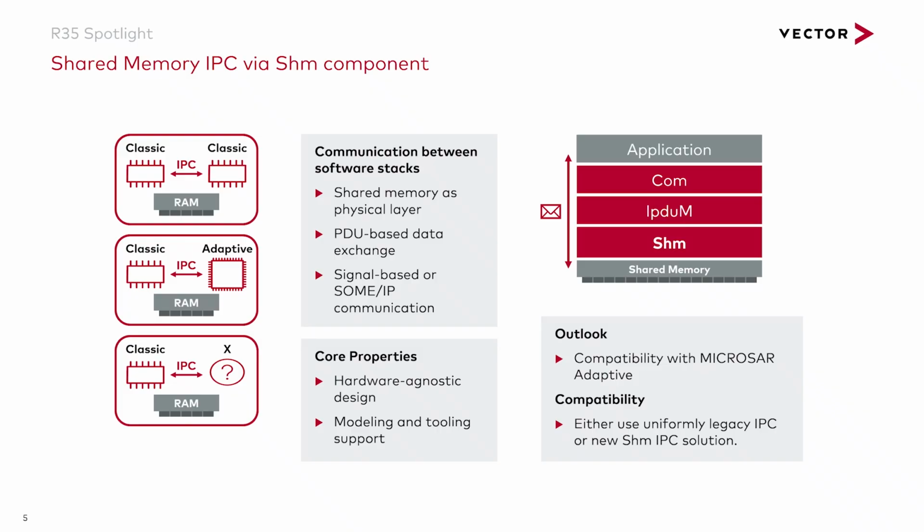The new solution is compatible with MICROSAR Classic and designed for MICROSAR Adaptive. The adaptive implementation will follow shortly. Overall, this SHM-based solution replaces the former IPC mechanism used in the Classic stack. In typical systems, Classic-to-Classic communication will most often be signal-based, while Classic-to-Adaptive communication will usually rely on SOME/IP.